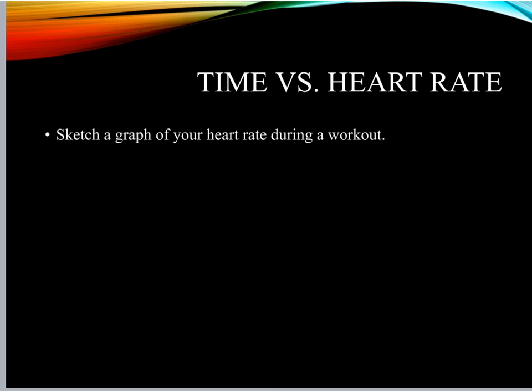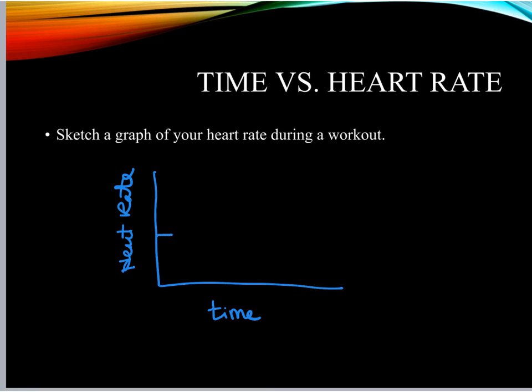Now for our last example, it says sketch a rate of your heart rate during a workout. So if we look at a workout, we're going to have the time that's going by, and I'm going to put my heart rate on the y-axis. Now if you think about this, you have some constant heart rate at the beginning. I can't start at a 0 because everybody has a heartbeat.